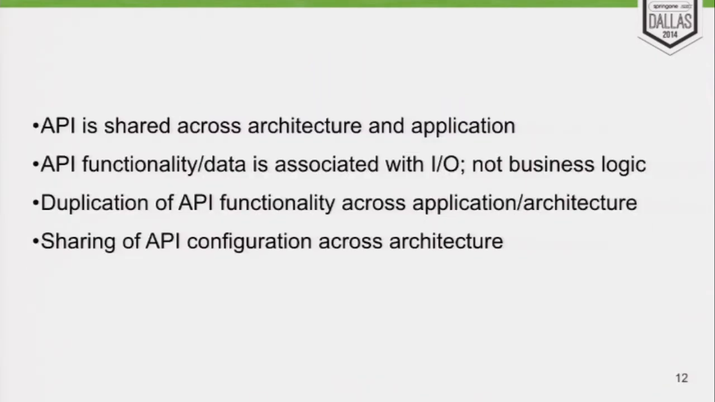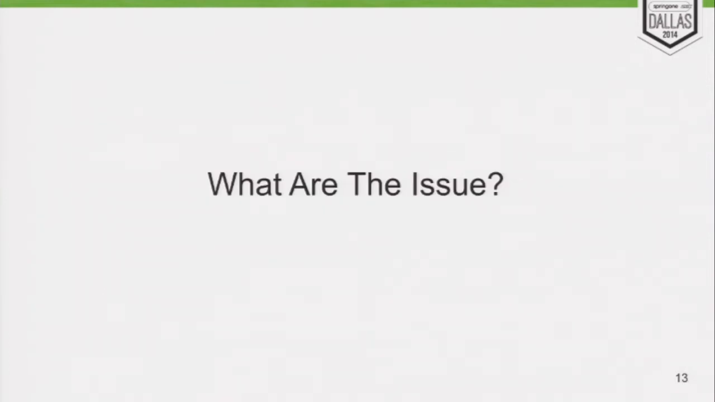So, API is shared across the architecture and the application, as we just covered. The API functionality in data is associated with I/O, not business logic. Duplication of the API functionality across application and architecture. This is what's currently going on. And sharing of the API configuration across the architecture. This is what we want to go towards, but is not currently happening.